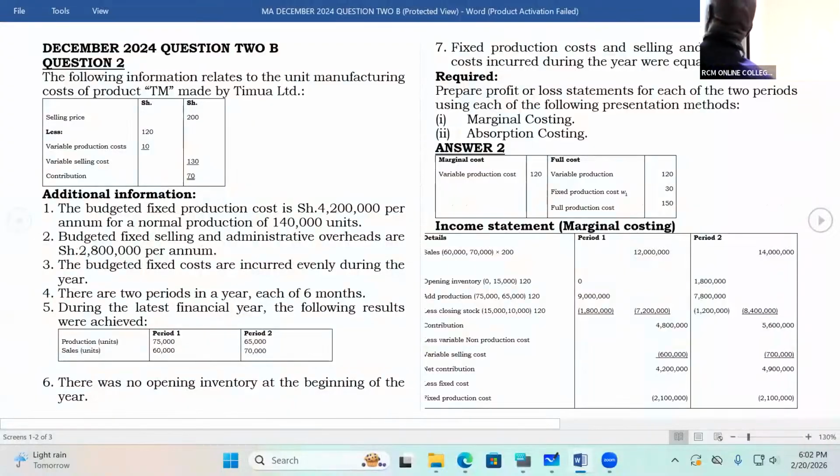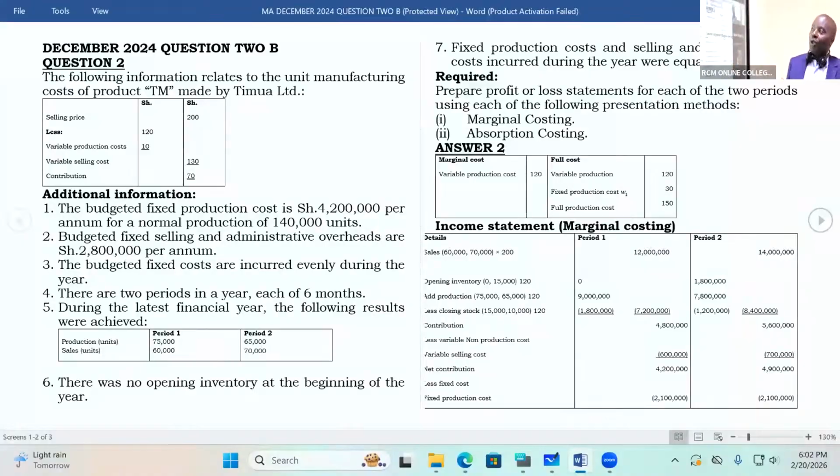We are told the following information relates to the unit manufacturing cost of product TM made by Timua Limited. Additional information: the budgeted fixed production cost is 4.2 million for a whole year, for a normal production of 140,000 units. Budgeted selling and admin overheads are 2.8 million per annum. The budgeted fixed costs are incurred evenly during the year. There are 2 periods in a year, each of 6 months.